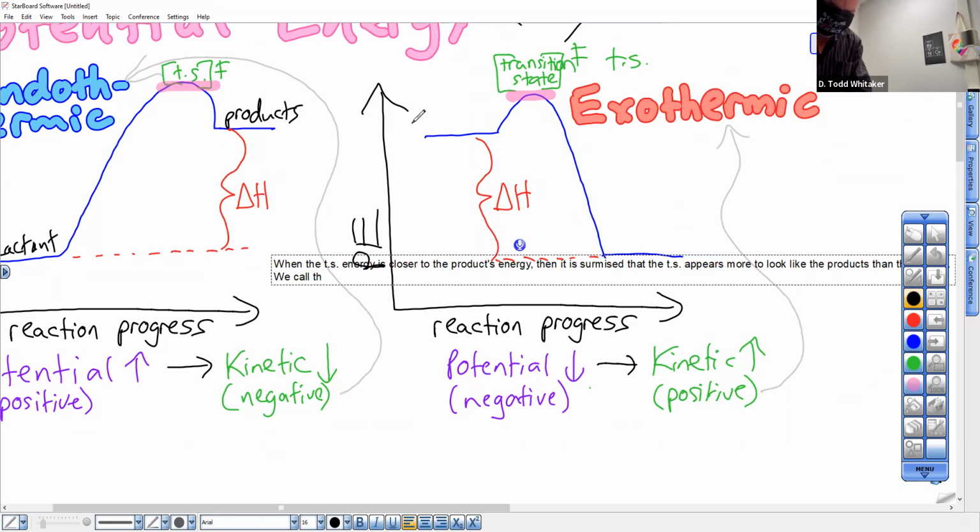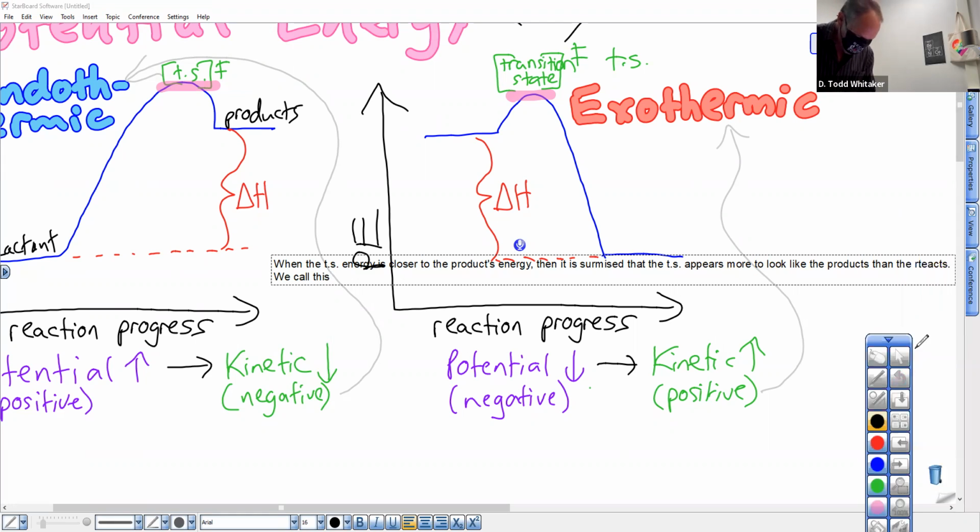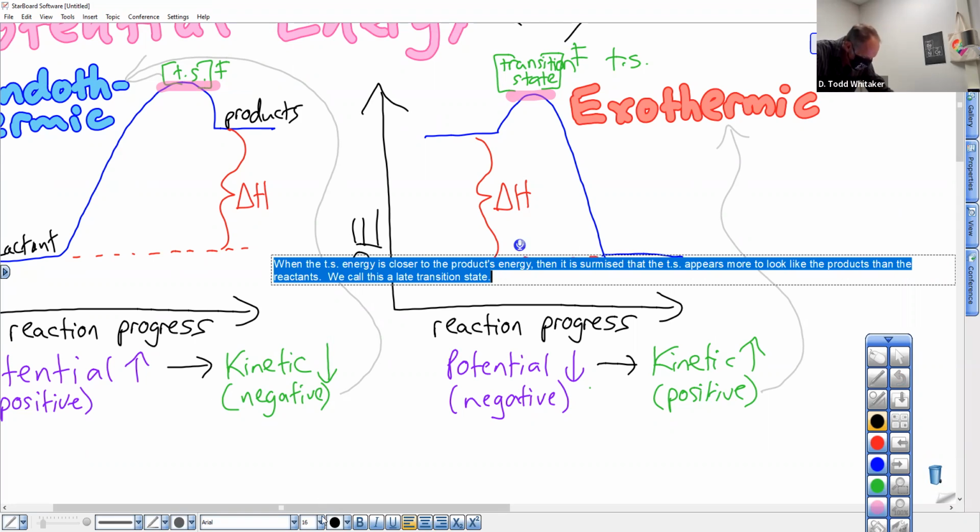We call this, now are the products at the beginning or the end of a reaction? End. What sounds more like the end, early or late? Late. So we call this a late transition state. Oh, and that's supposed to be reactant. Reactant. We call this a late transition state. Oh, that's catchy.